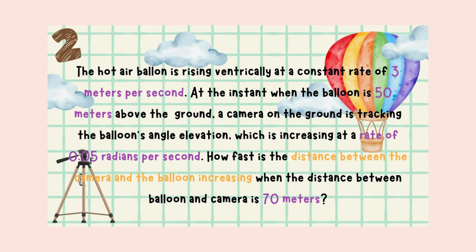The hot air balloon is rising vertically at a constant rate of 3 meters per second. At the instant when the balloon is 60 meters above the ground, a camera on the ground is tracking the balloon's angle of elevation, which is increasing at a rate of 0.06 radians per second. How fast is the distance between the camera and the balloon increasing when the distance between balloon and camera is 70 meters?